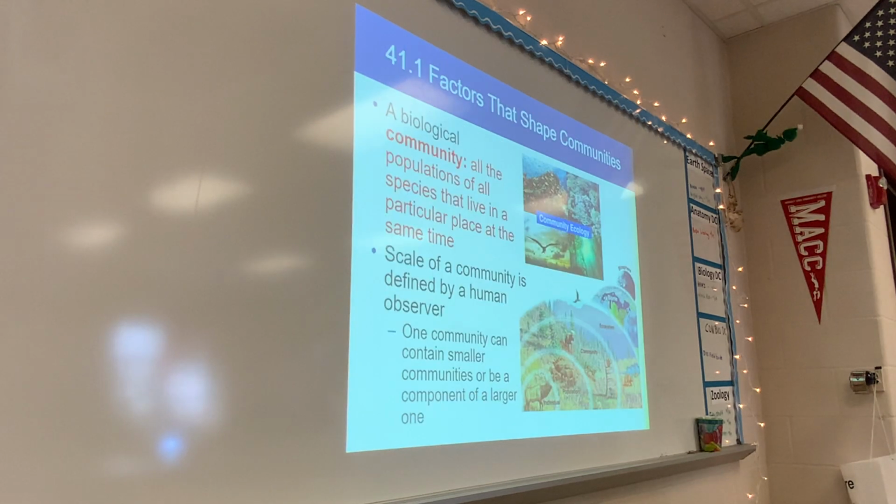Well, we'll skip that video. So a community is all the populations of species that live in a particular place at the same time. So we had an individual, and then we had all those individuals which make a population. So that's what we just talked about, was the populations. And now we're talking about the community. So that's a step up. So now we're getting bigger and broader and talking about the next group up. So a bigger scale: individual, population, community.